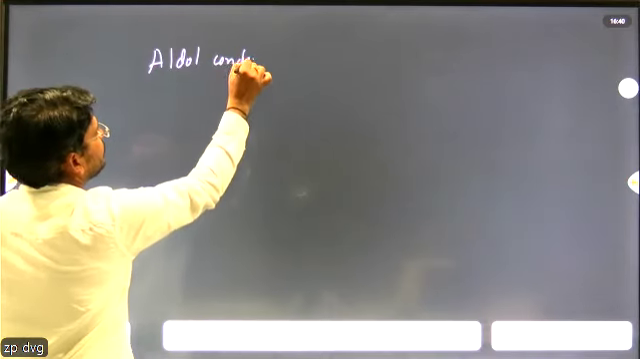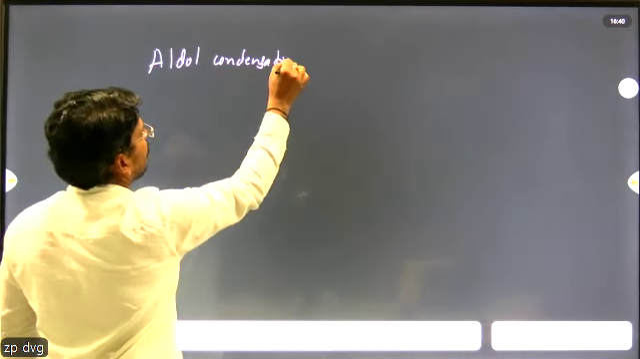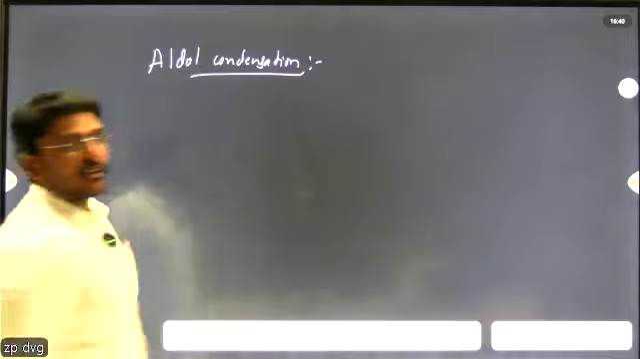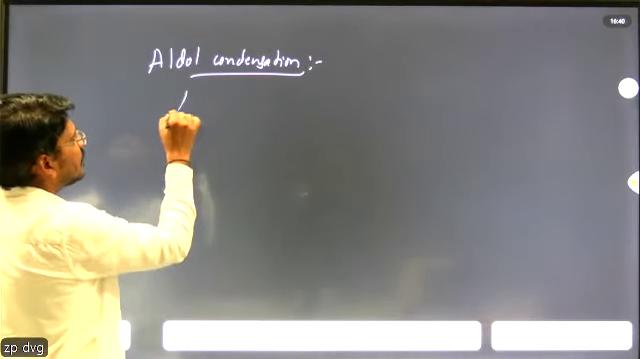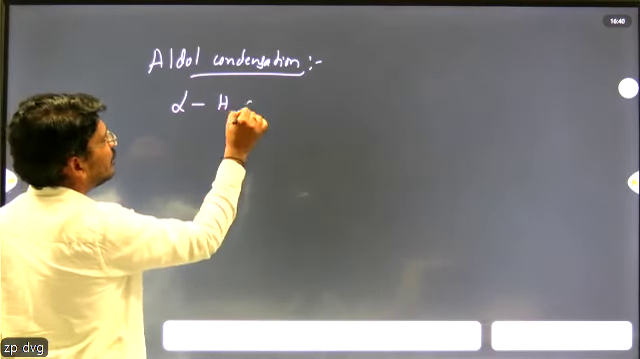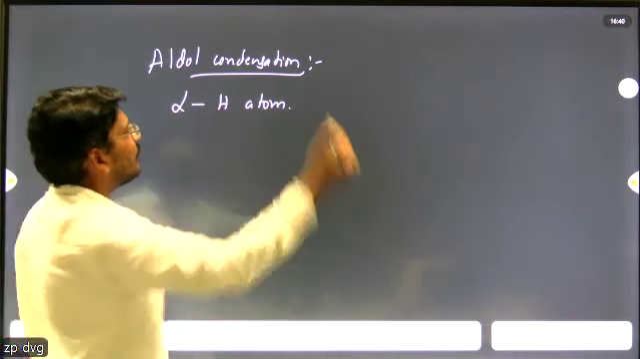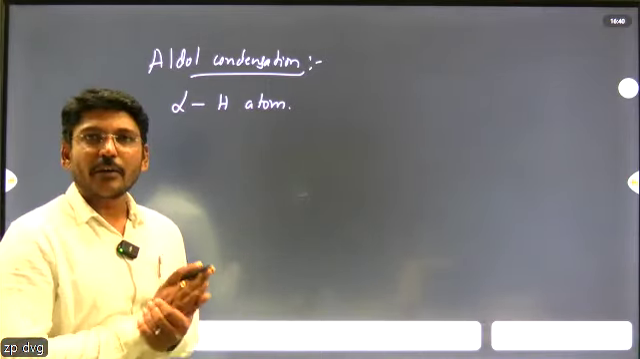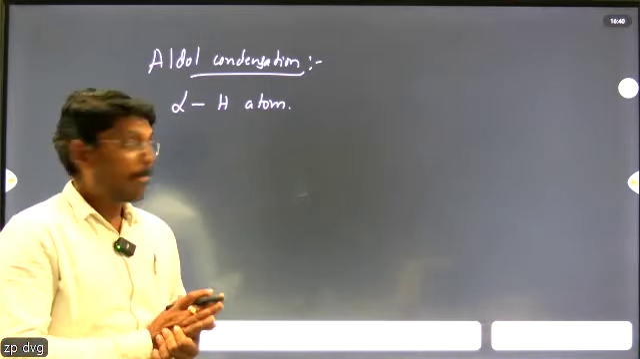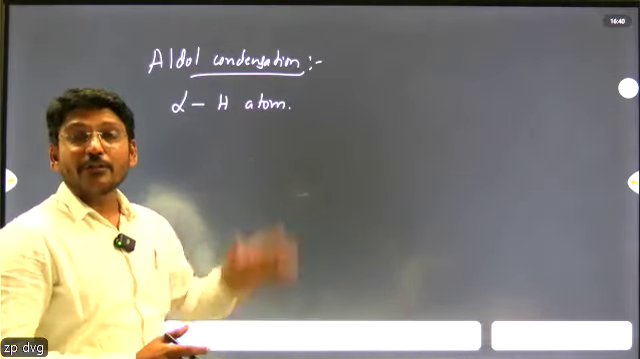Aldol condensation. If you observe aldol condensation, it should be carried out with aldehydes or ketones that contain an alpha hydrogen atom. Without an alpha hydrogen atom, there is no aldol condensation. So compulsorily, for aldol condensation to happen, alpha hydrogen is very important.